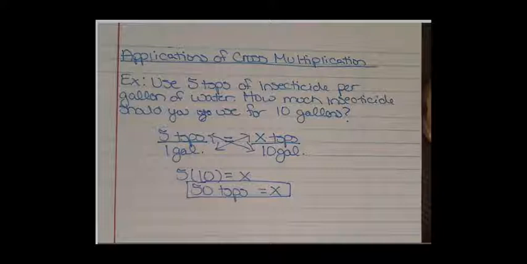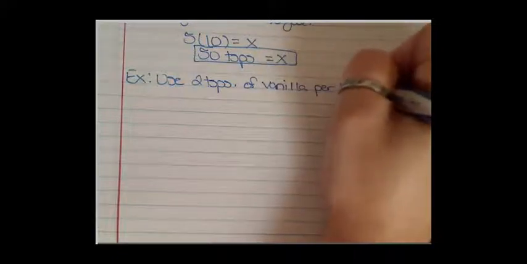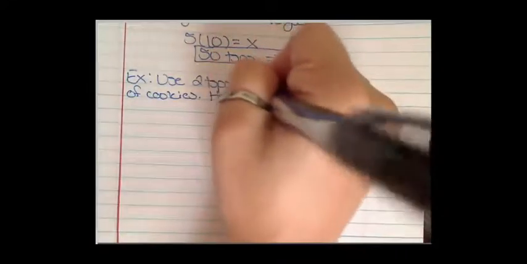Let's do another one. This one's for all you moms or grandmas out there, or just anybody that likes to bake. We're going to use 2 teaspoons of vanilla per batch of cookies. How much vanilla is needed for 13 batches?